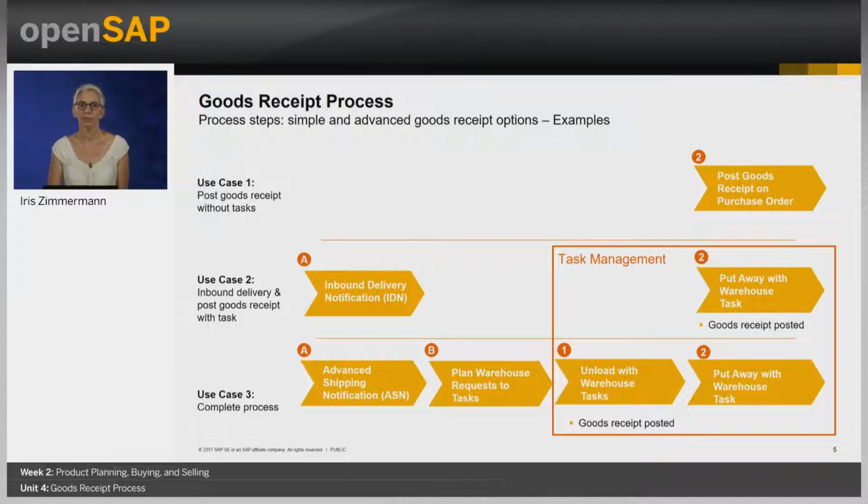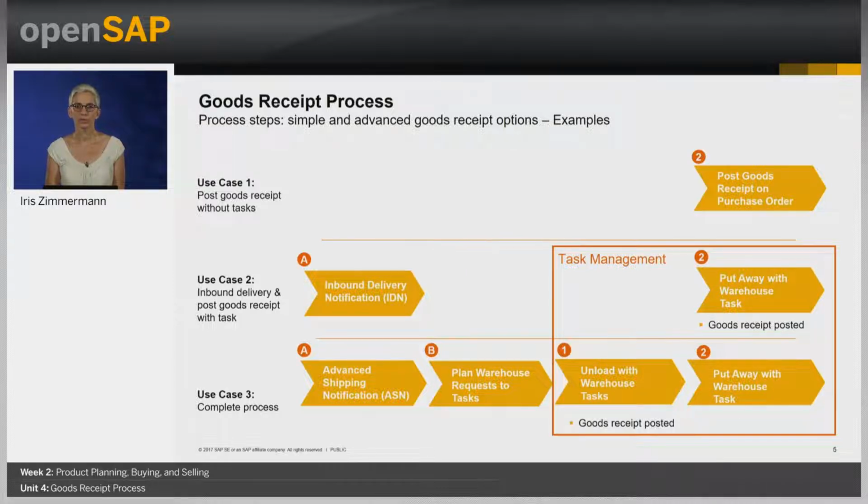Here you see 3 examples on how you can structure your goods receipt process. Be aware that there are a lot of scalable options between those. The first use case shows the minimum number of steps to perform the goods receipts. You can directly record it from the purchase order without tasks.